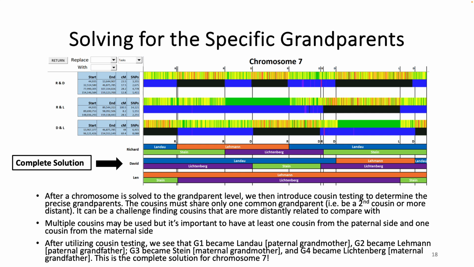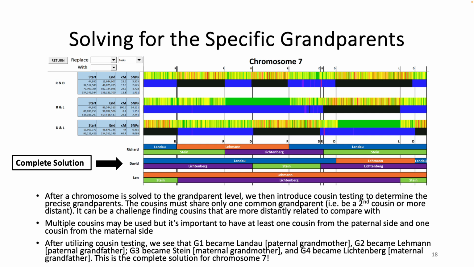So now, once you have it solved to the grandparent level and you don't know which grandparent is which, at this point you then want to introduce cousin testing to determine the precise grandparents. It's a little tricky because you need to find cousins who have taken DNA tests who only share one common grandparent. If you have half first cousins, that's great because they will share just one of those grandparents. But otherwise, you're looking at someone who's at least a second cousin or more distant, maybe a first cousin once removed descending, but really a second cousin or more distant is what you're going to be looking for.